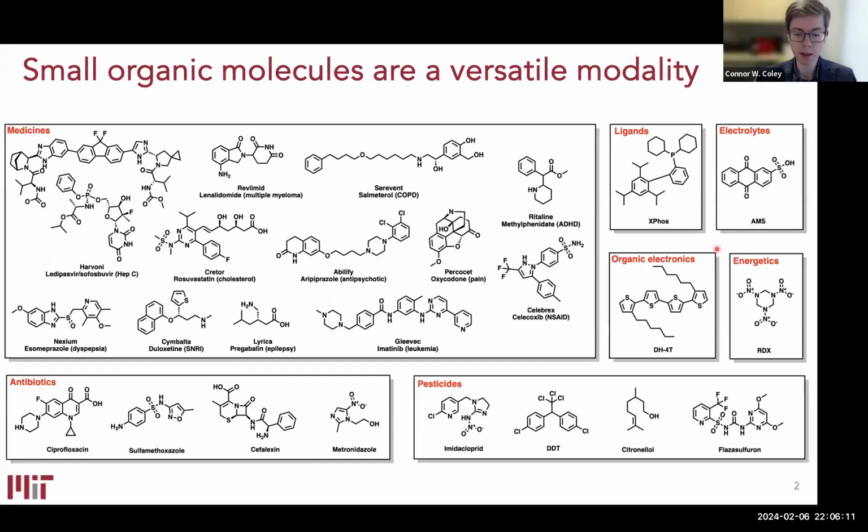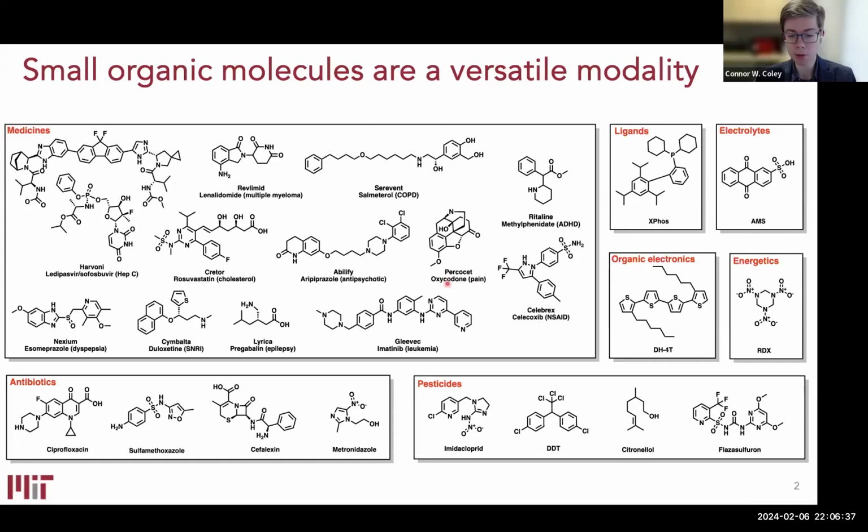But just to start off at a very high level, I want to reiterate something that many people know, but some people might not appreciate, which is just the sheer breadth of applications that you can use small organic molecules to help address. So these small organic molecules, like the one shown on the slide, are a very, very versatile modality. They make up the majority of the FDA-approved medicines in the US, but we also use them in agriculture. We also use them in materials. We also use them in defense applications.